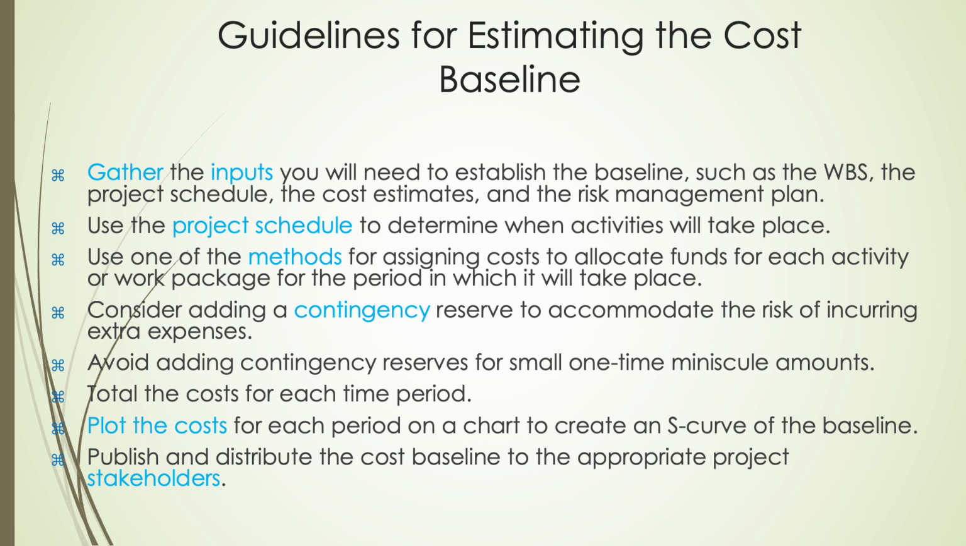Next, use the project schedule to figure out the timing for each activity or work package. Then, apply a cost allocation method to assign costs based on when activities happen. Don't forget to add a contingency reserve to cover potential risks or unexpected expenses, but avoid overpadding with tiny, unnecessary amounts. Once you have everything, total the costs for each time period and plot them on a chart, creating what's called an S-curve, a visual representation of how costs will accumulate over time.